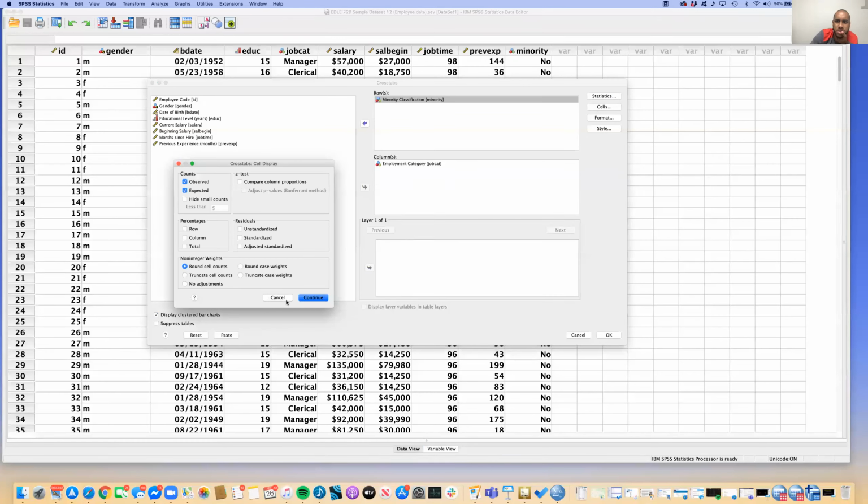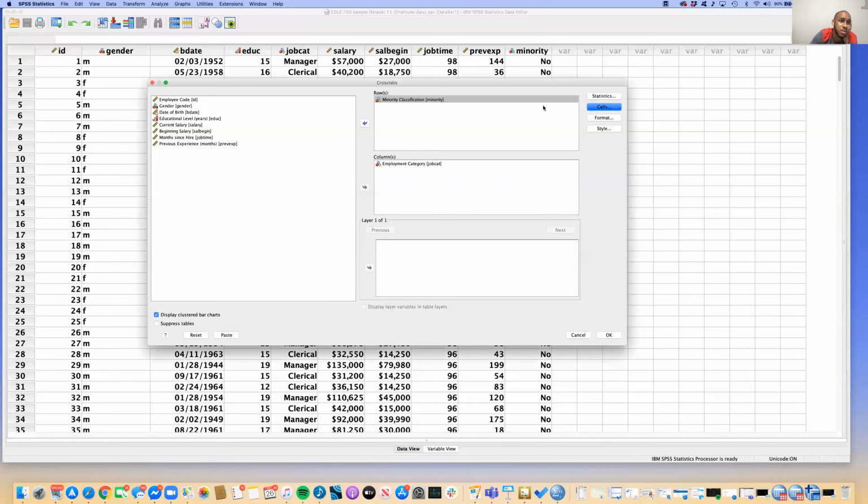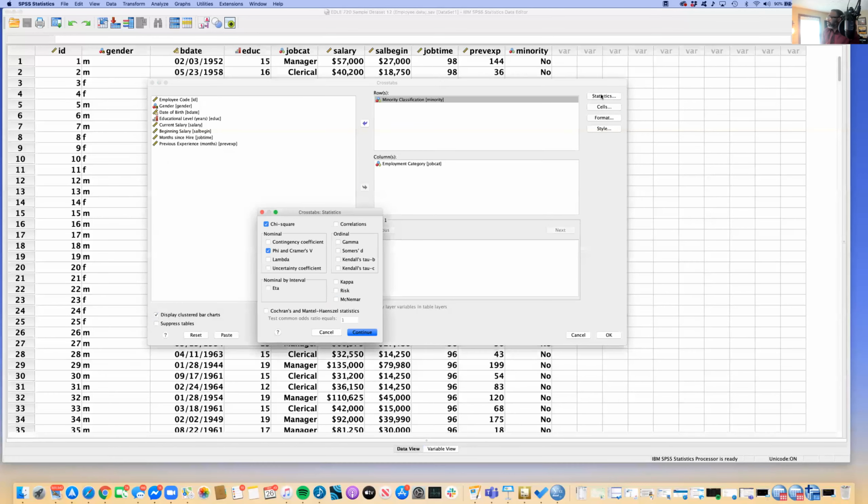What's in columns? Employment category. Mm-hmm. I missed a lot in 20 minutes. Oh man, no, I'm sorry. Well, this is all being recorded, so it'll be up. Was there a layer? No layer. Okay, good.